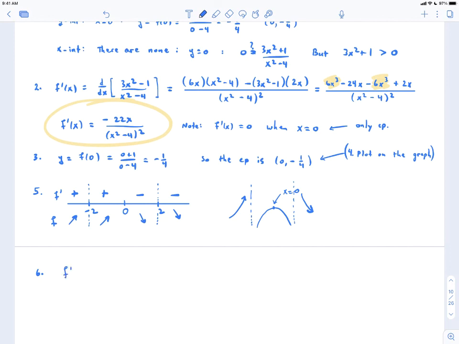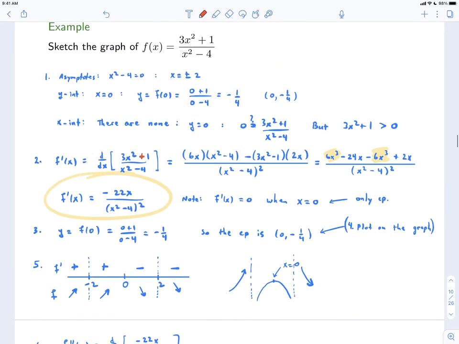So f prime prime of x, well, that's going to be the derivative of the first derivative. So it's going to be the derivative with respect to x of negative 22x over x squared minus 4 quantity squared. And it's at this point that I notice that I made a minus sign error earlier on. So if we go back to our original derivative here, there's actually supposed to be a plus here. If you look at our original function, it's 3x squared plus 1. I just accidentally wrote a minus 1 there.